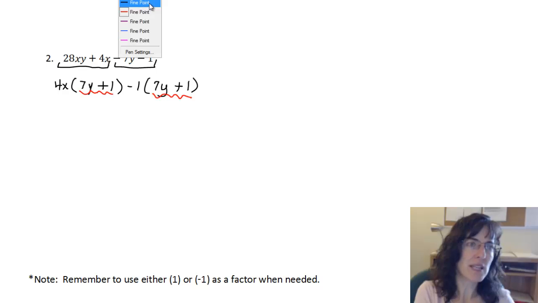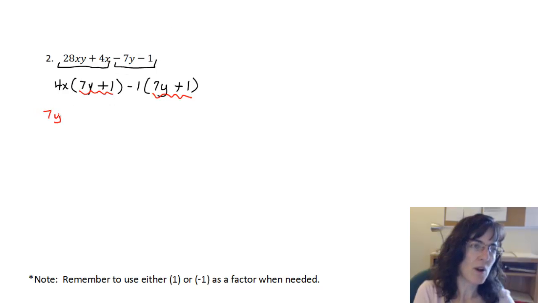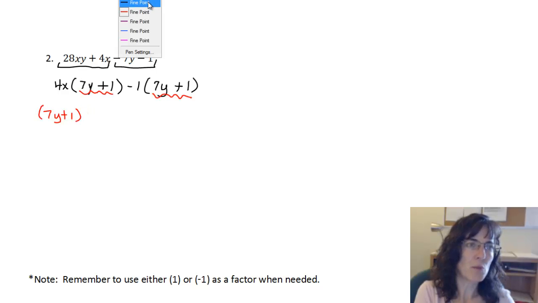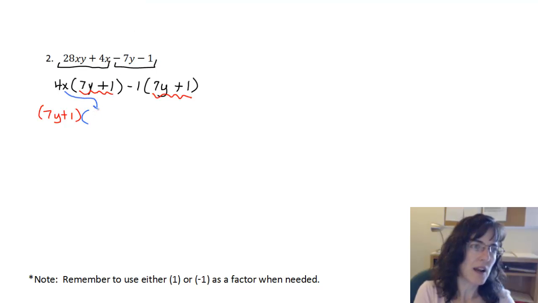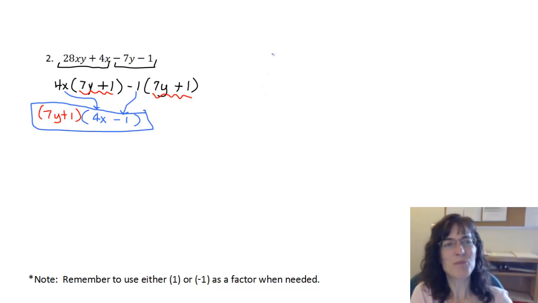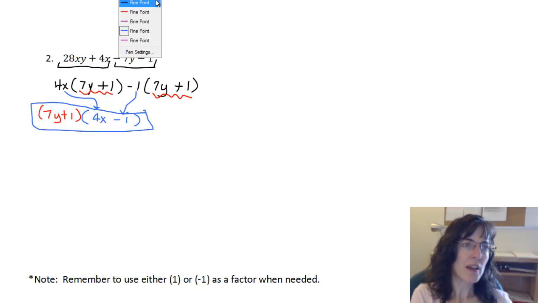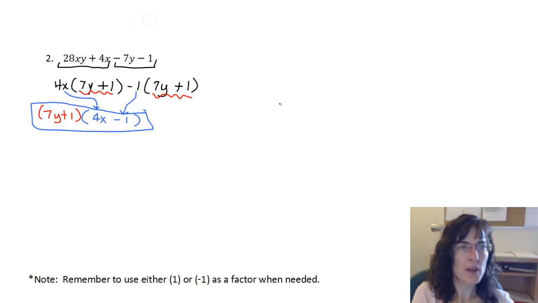And that's fantastic, so I can factor it out to the front, and I have 7y plus 1 out front. And then I'm looking to see what's left, and I see that I have a 4x and a minus 1. And so there's my factored form. There's my factored form of the polynomial, and I want to do a check.